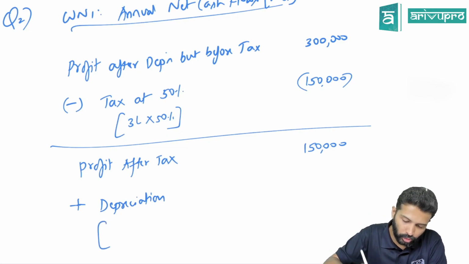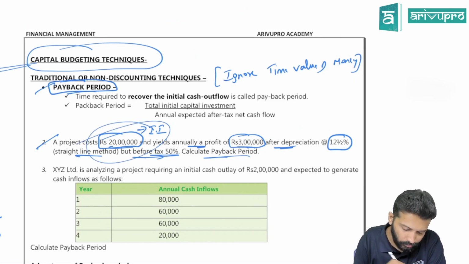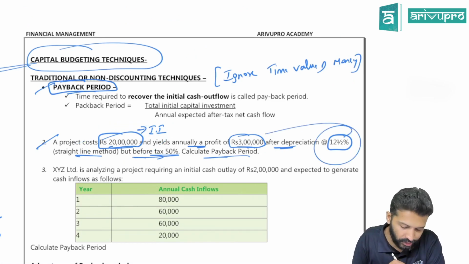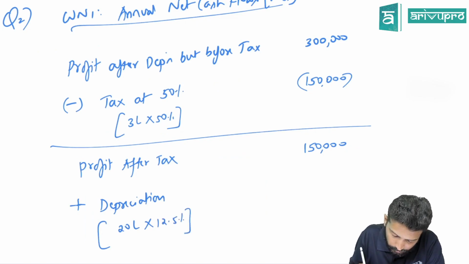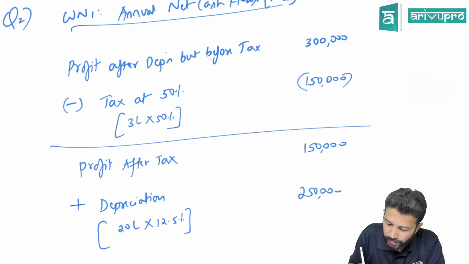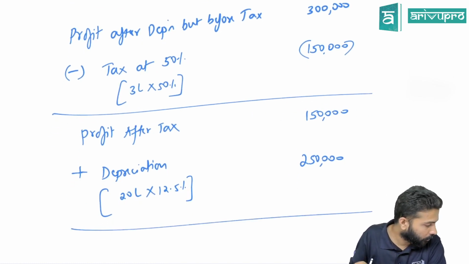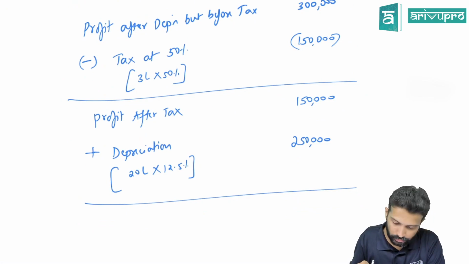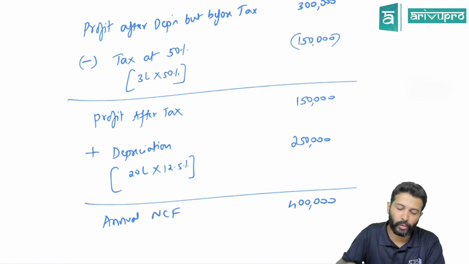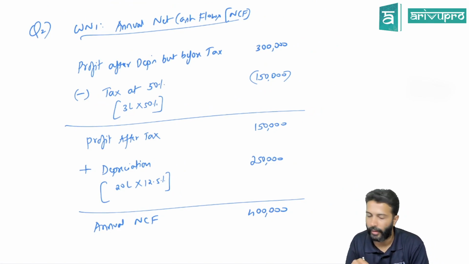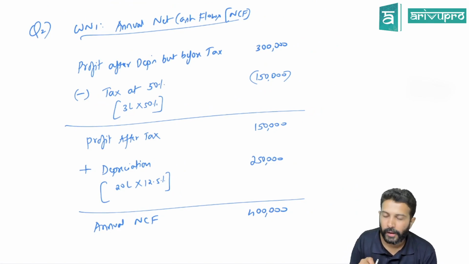Depreciation. So what is the project ka investment, sir? 20 lakh. And what is the rate of depreciation they're saying? They only told 12.5%, and that too it's a straight line method. So 20 lakh into 12.5%, if you calculate, 2,50,000 is a depreciation under straight line method, which you need to add back. So how much will be your annual net cash flow? Annual net cash flows will be 4 lakh. So you got your annual net cash flow.